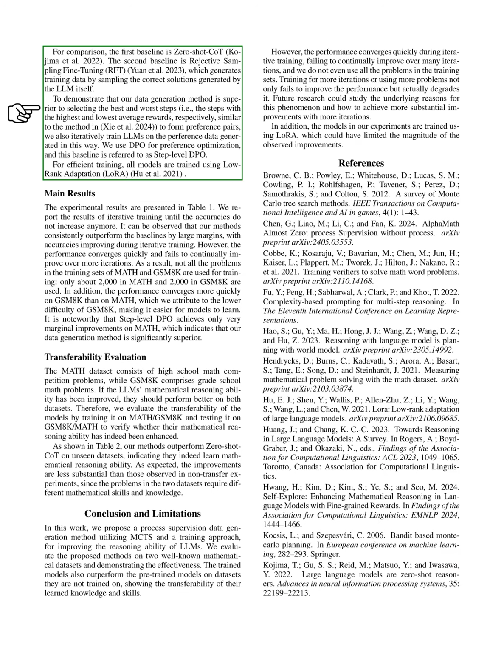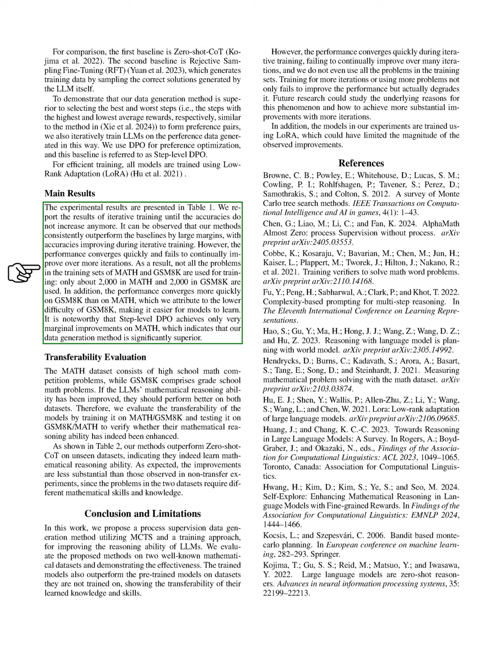We compare our results against two baselines, zero-shot CoT and rejective sampling fine-tuning (RFT), which generates training data by sampling correct solutions from the LLM itself. To show that our data generation method is better than simply selecting the best and worst steps to create preference pairs, we also train LLMs iteratively on preference data generated this way, using DPO for preference optimization, which we call step-level DPO. For efficient training, we utilize low-rank adaptation, LoRA.